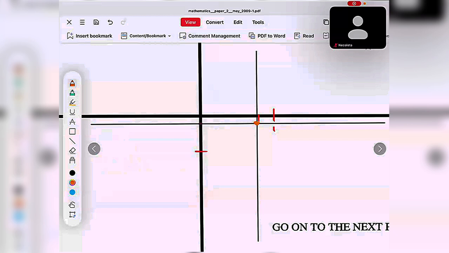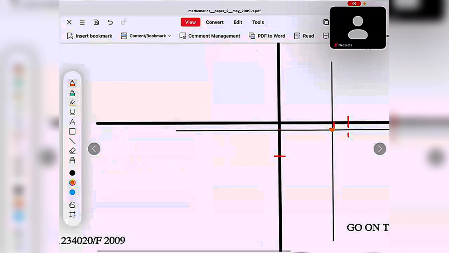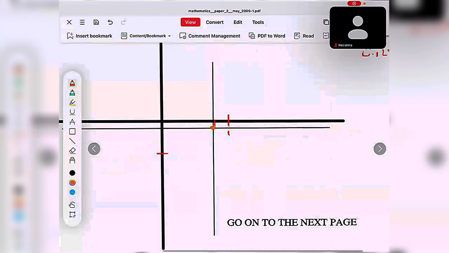So the graph is turning right here. So this now is going to be your minus 1/8. Minus 1/8 is below the x-axis. And this here is going to be your 3/4.